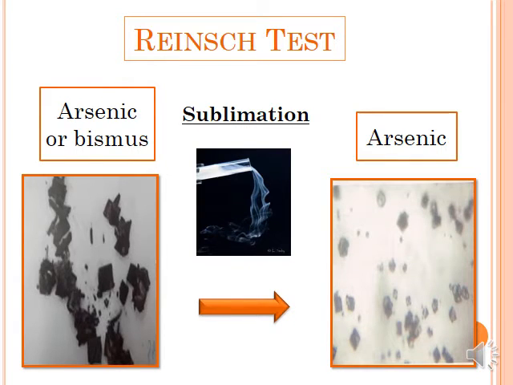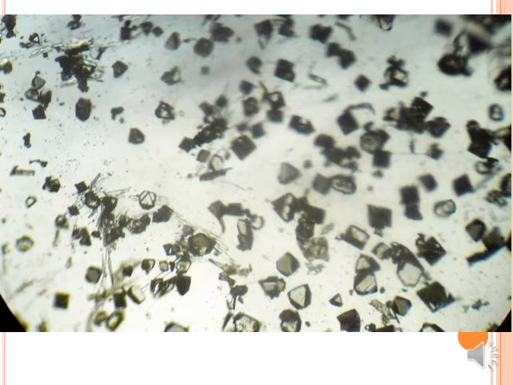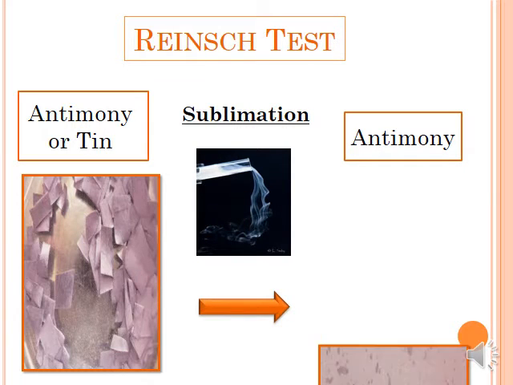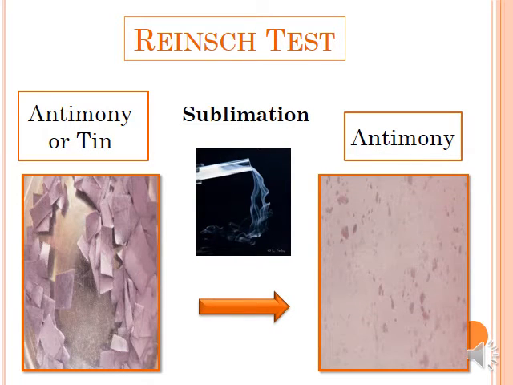But if we find under the microscope octahedral and tetrahedral crystals, this indicates arsenic. Like this picture is showing the crystals. But if we find under the microscope black amorphous powder, neither globules nor crystals, it is antimony. Black amorphous powder is found in this picture.